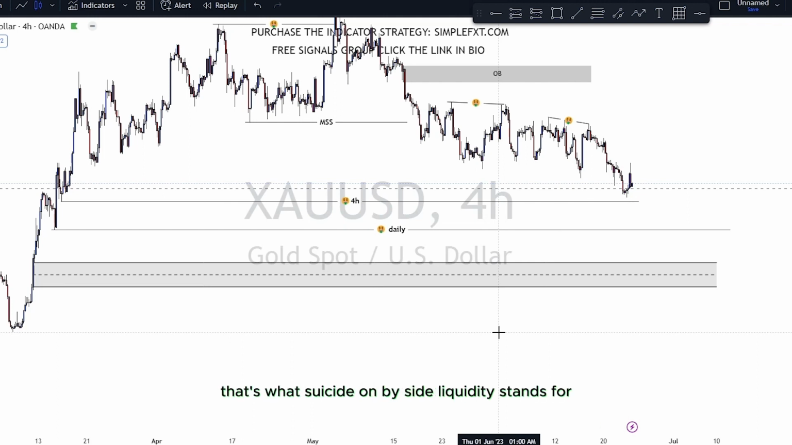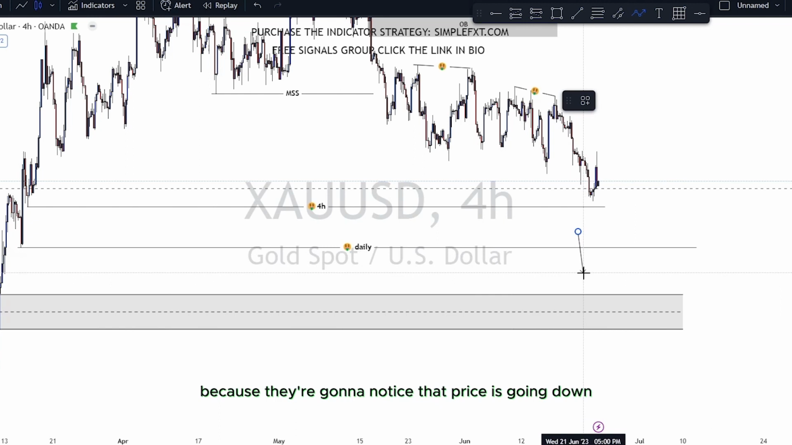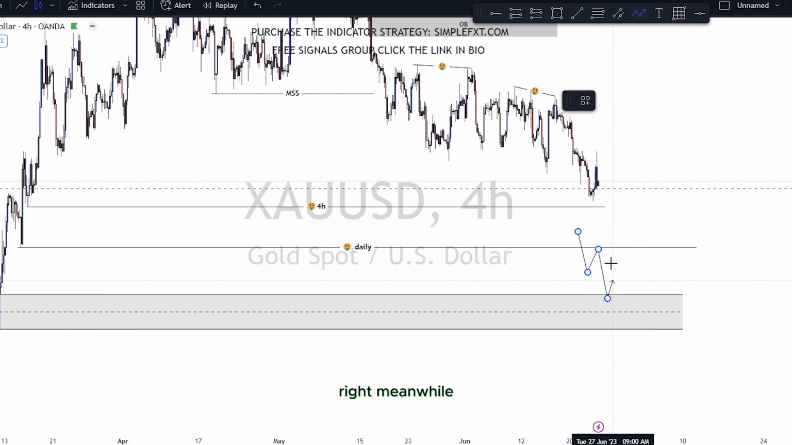Because remember, that's what sell side and buy side liquidity stands for. All right, because for example, you want to see price going down. Guess what's going to happen? Sellers are going to be introduced into the market because they're going to notice that price is going down. They're going to say, okay, price is now selling. They probably get that little retracement that they're looking for, and then they're going to want to continue the sales, right? Meanwhile, their stop losses are probably right here or just a little bit above here, right?